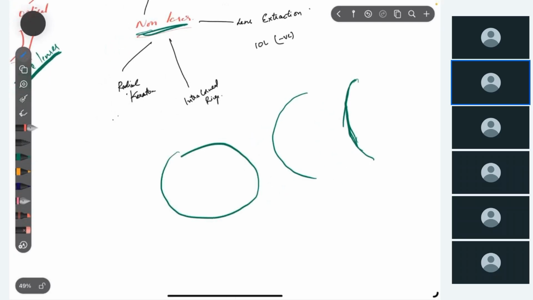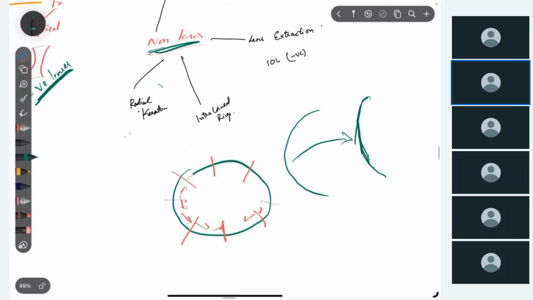They used to give radial cuts on the cornea. When these radial cuts were given and left, they would heal by fibrosis, and when they healed, they would stretch, or pull the adjacent cornea. This pull and stretch would cause flattening of the cornea. So radial keratotomy was used as a method of correction of myopia. It helps in decreasing the refractive power by decreasing the curvature of the cornea.